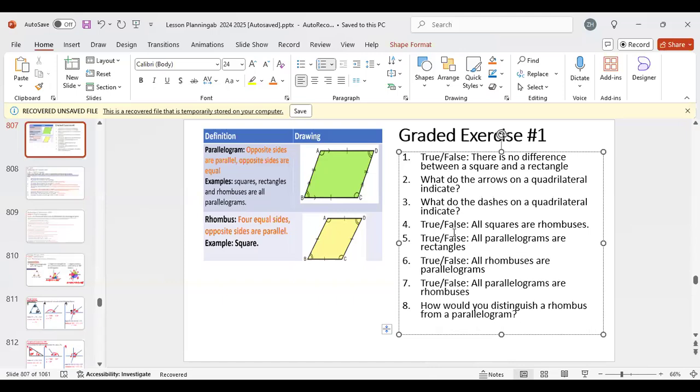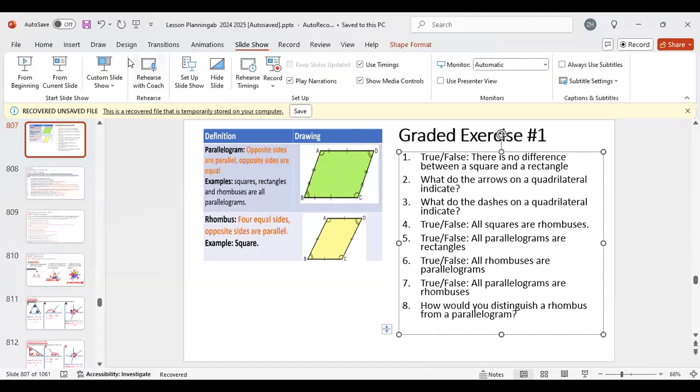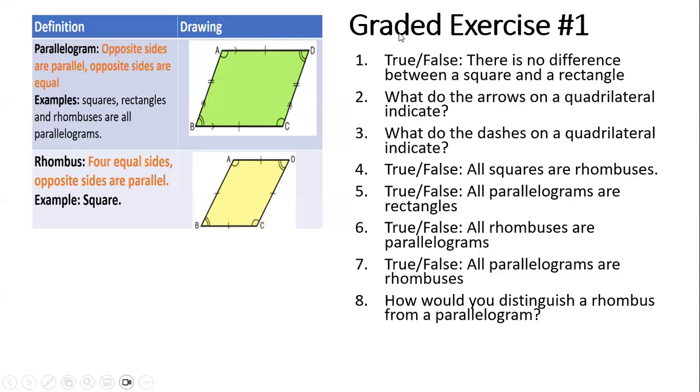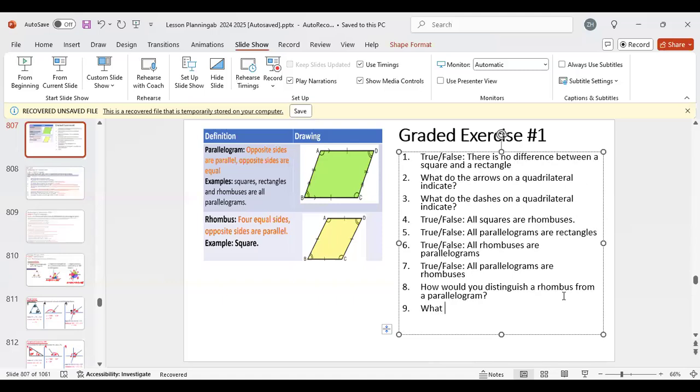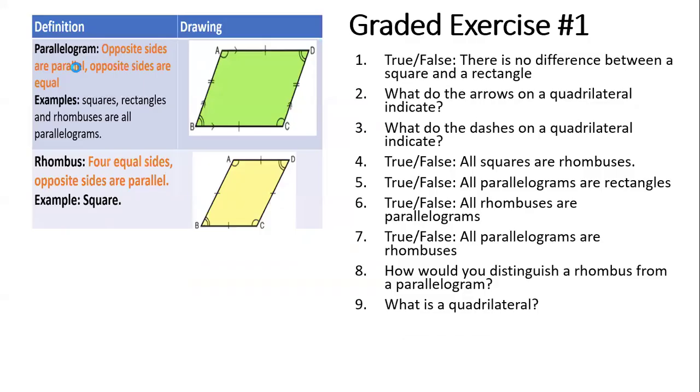I like these questions. Number one, true or false? There is no difference between a square and a rectangle. Number two, what do the arrows on a quadrilateral indicate? One more question. What is a quadrilateral? Should have been the first question, to be honest. Okay. Put your answers inside the chat for me, please.